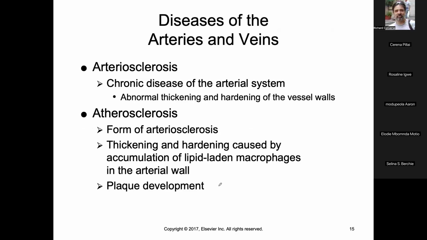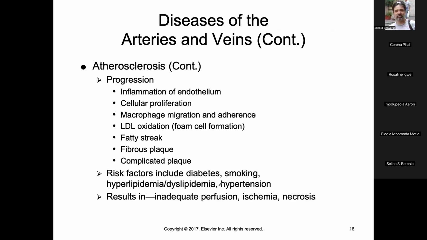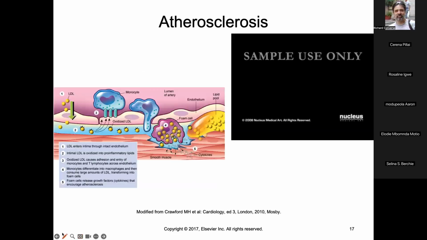Arteriosclerosis is a chronic disease of the arterial system, resulting in an abnormal thickening and hardening of the vessel walls, while atherosclerosis is a thickening and hardening caused by the accumulation of lipid-laden macrophages in the arterial wall that generate plaque. The progression: inflammation of the endothelium, cellular proliferation, macrophage migration and adherence, foam cell formation, fatty streaks, fibrous plaques, then complicated plaques. Risk factors: diabetes, smoking, hyperlipidemia, dyslipidemia, hypertension, resulting in inadequate perfusion, ischemia, and necrosis. Okay, so let's look at the progression here.